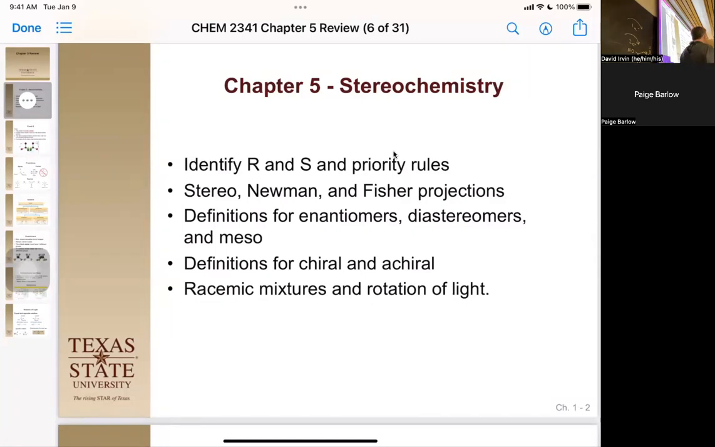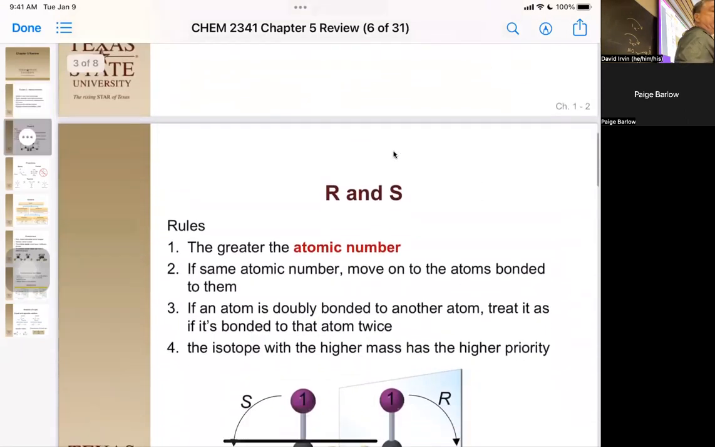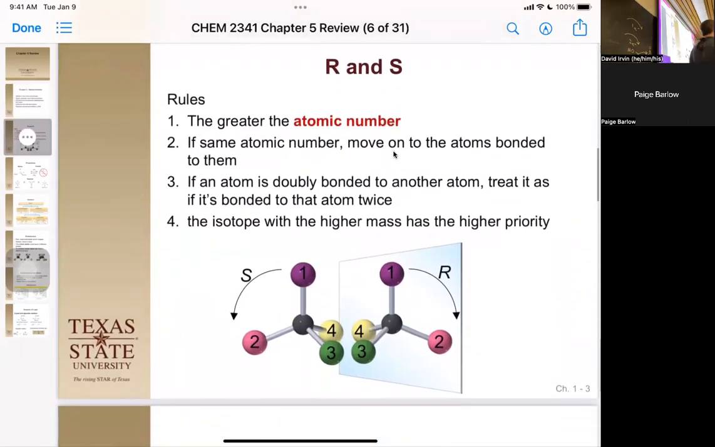Okay, and your Newman projections, we use those again in the alkene chapter because our leaving hydrogen and our leaving group have to be anti-periplanar. Okay, then know the definitions of enantiomers, diastereomers, and meso, definitions of chiral and achiral, and then the racemic mixtures and rotation of light. Okay, so we only have 4 rules for prioritization.